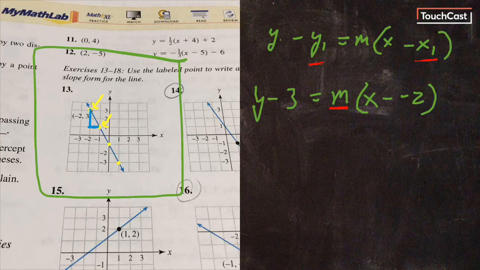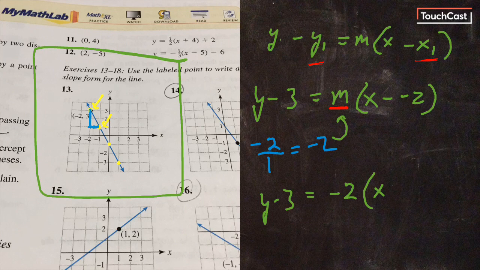Now let's determine the slope. The slope m is rise over run. The rise is 2, and the run is 1. We know the slope is negative because it's going in the negative direction, so we can rewrite this as just -2. Now if we go back to our equation, we can plug this in for m. So y minus 3 equals -2 times x, and then we can rewrite this part as x plus 2. And that is our equation for the line in point-slope form.